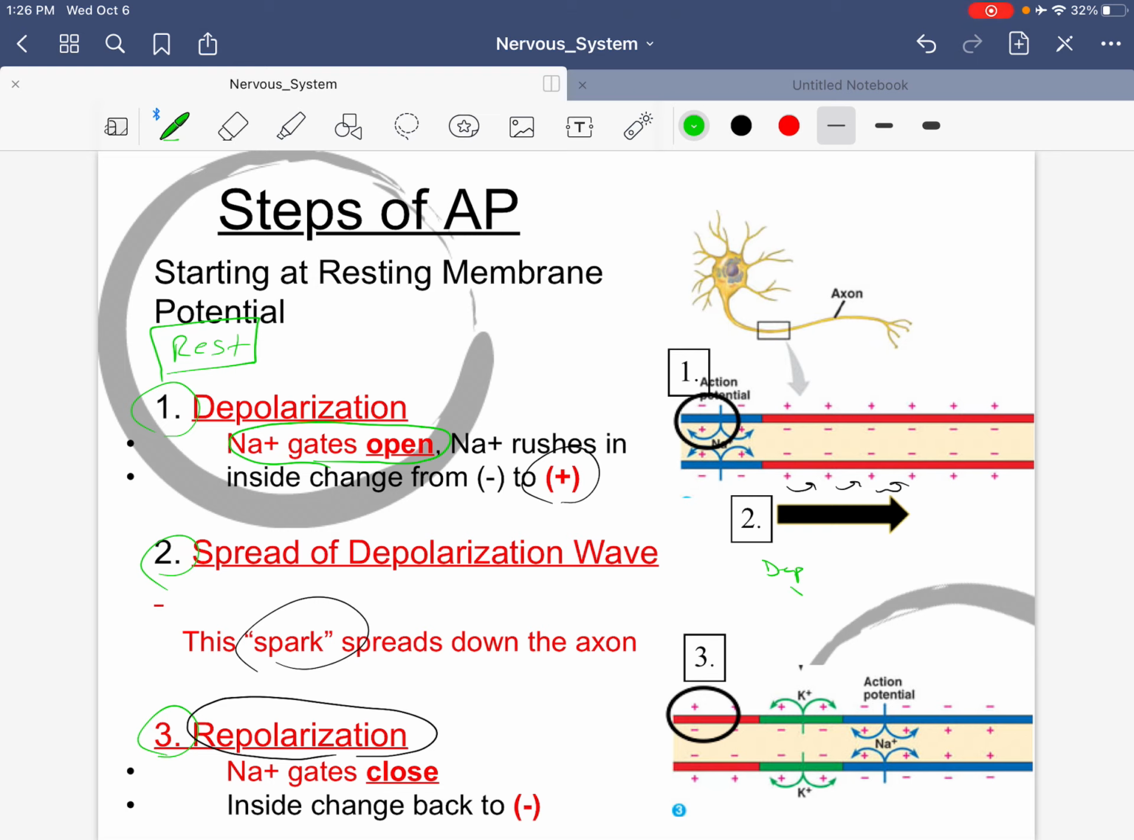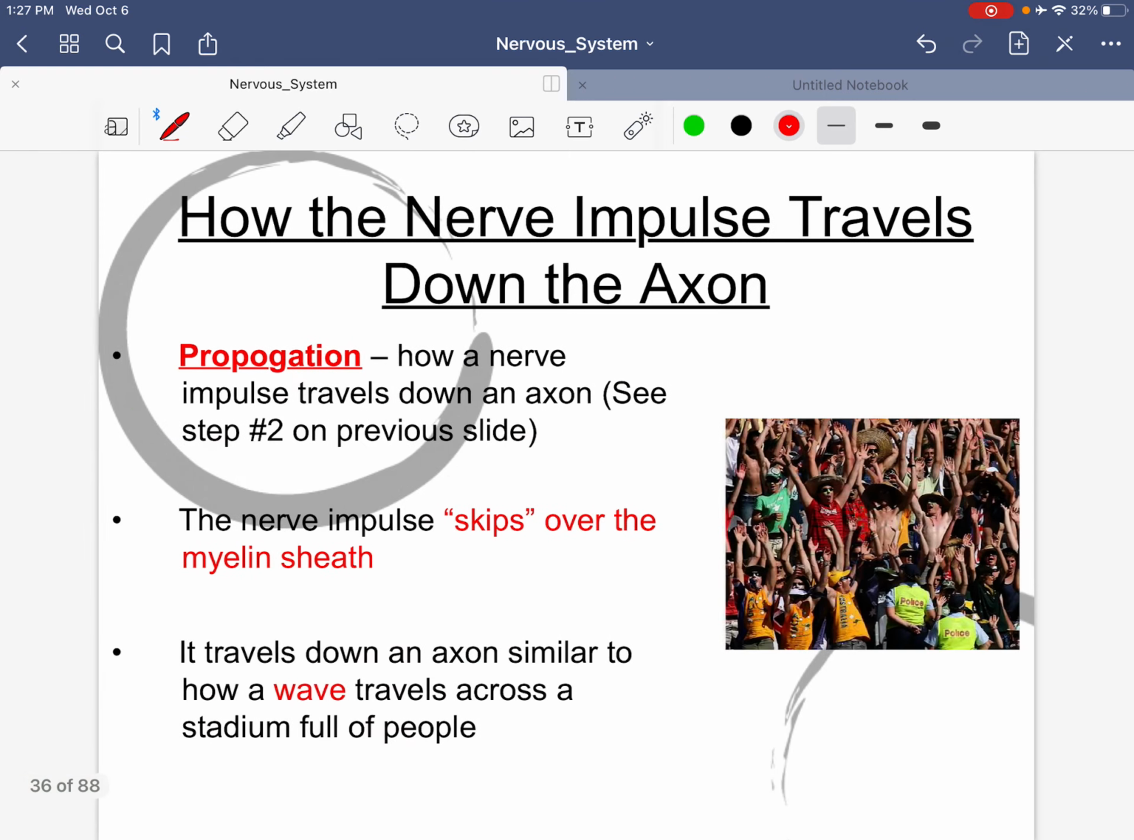So after an area depolarizes, and that depolarization wave spreads to depolarize the next, which causes a depolarization wave to spread to depolarize the rest. After it depolarizes, sodium channels close and it repolarizes. Inside goes back to -70. These are the basic steps.